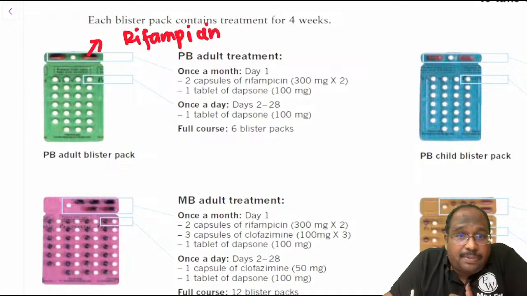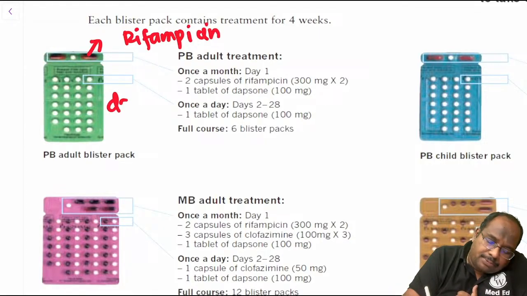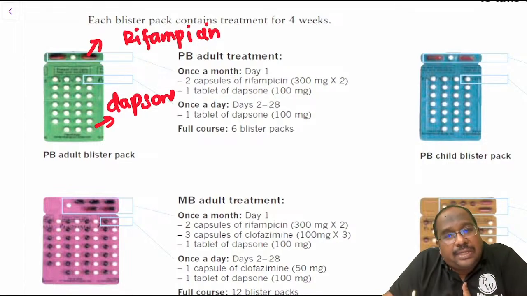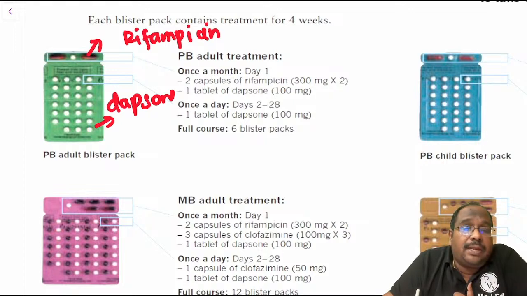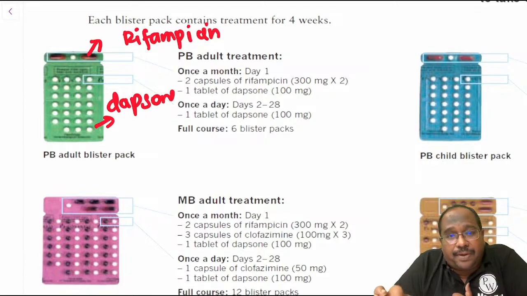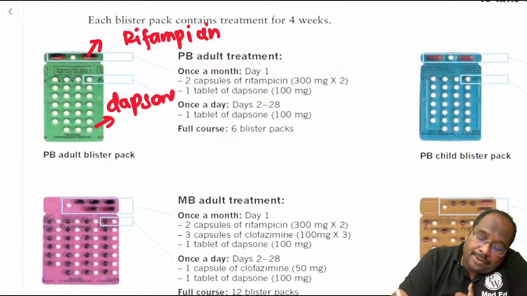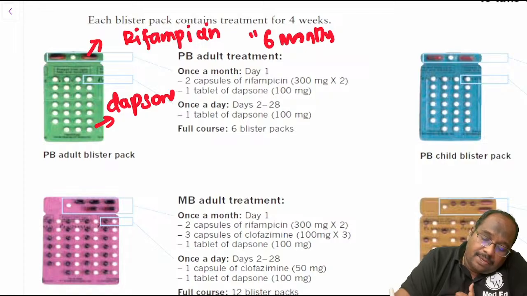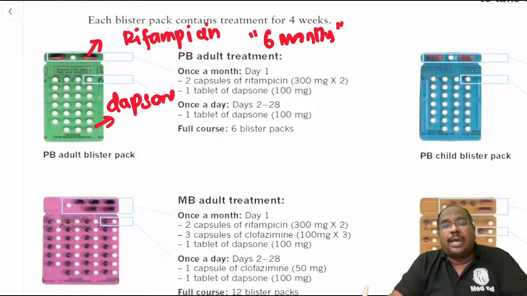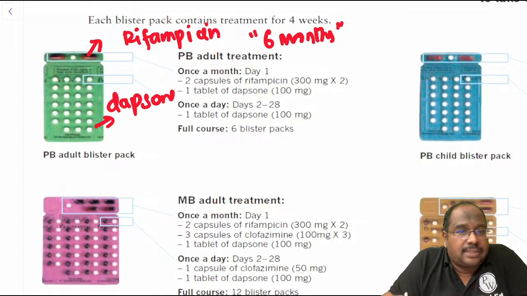This is for paucibacillary. And the remaining drugs are dapsone; the white one is dapsone. So for paucibacillary, you are going to provide once a month rifampicin and daily dapsone. For how long? You are going to provide it for 6 months. Every month they will come and collect the drugs.